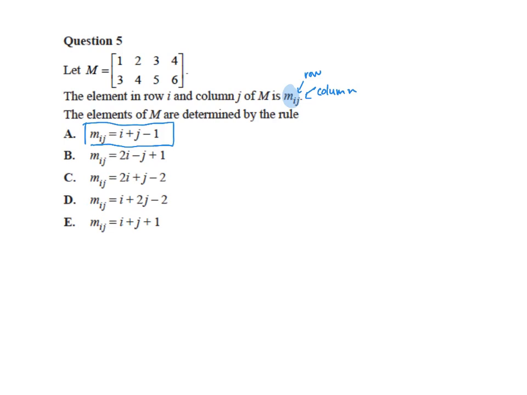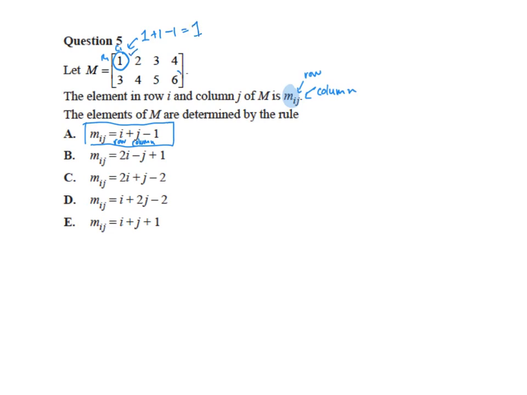Say we try this rule here. The way I find this number is that I add its row and then its column, and then subtract 1. In this spot, what row is it? Row 1, so it'd be 1. What column is it? 1 plus 1 minus 1. What does that equal? That equals 1. So that worked for that one, didn't it?